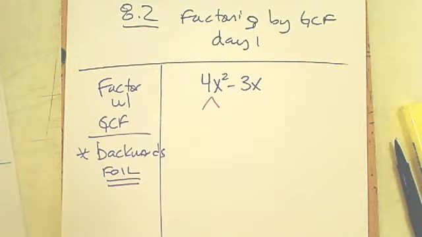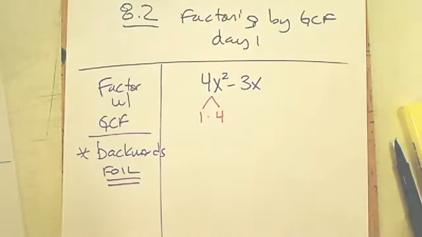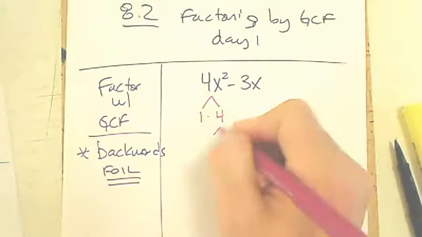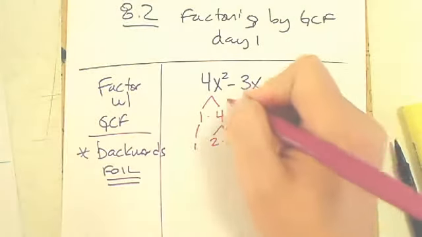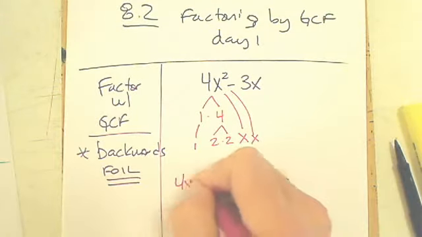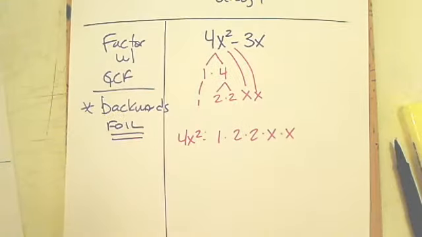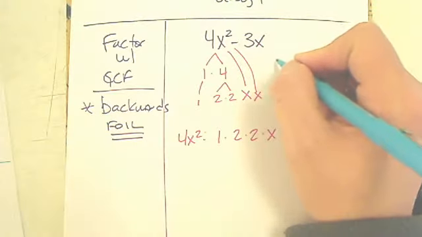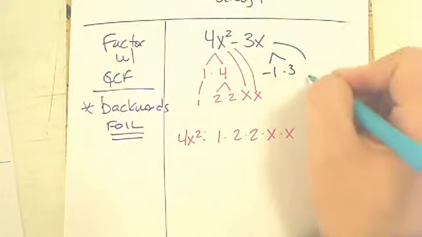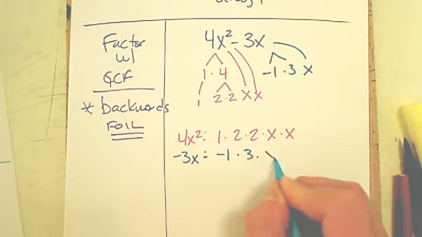Let's factor 4x squared out, please, using a tree. Remember prime on the left side, composite on the right side. Break down the 4: 2 and 2, 1. Bring down the x, x and x. So you would agree that the factors of 4x squared are 1, 2, 2, x, and x. What's the GCF of negative 3x? How do I break that down? Negative 1 and 3 and x. Negative 3x is negative 1, 3, and x.